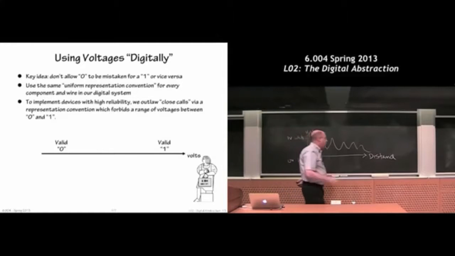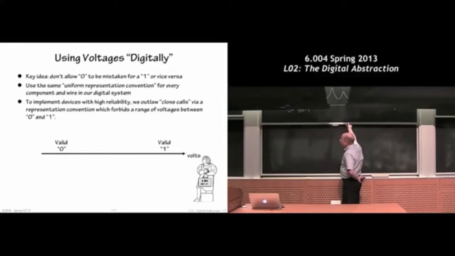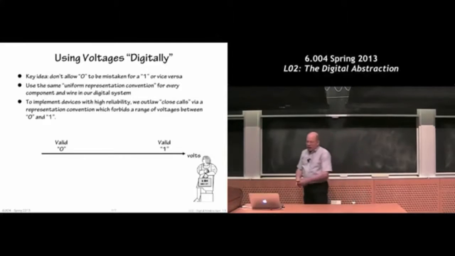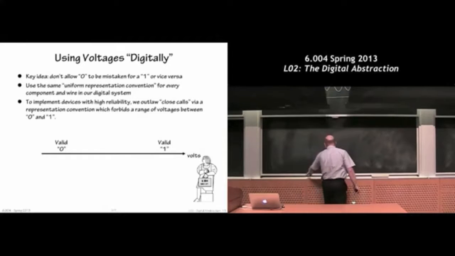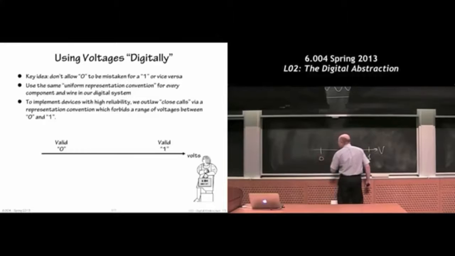Okay, so let's talk about using voltages digitally. And you know, in some ways, how hard can this be? And it's interesting to think a little bit about that. Suppose we had a range of voltages. And again, for the sake of argument, here's voltage. We'll have 1 volt at this end and 0 volts at that end.